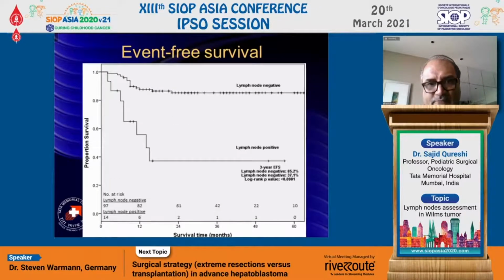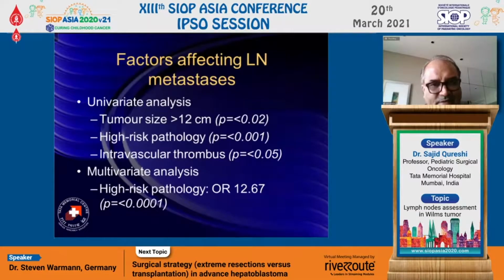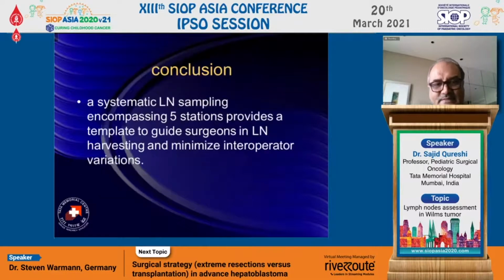And when we compared lymph node negative patients, the lymph node positive patients had a worse event-free survival. We also identified factors which predicted lymph node metastasis: tumor size with largest dimension of 12 centimeters, high risk pathology, blastemal predominant and diffuse anaplasia, and vascular thrombus were significant on univariate analysis, but only the high risk pathology, with an odds ratio of 12.67, was a significant factor in deciding lymph node metastasis.